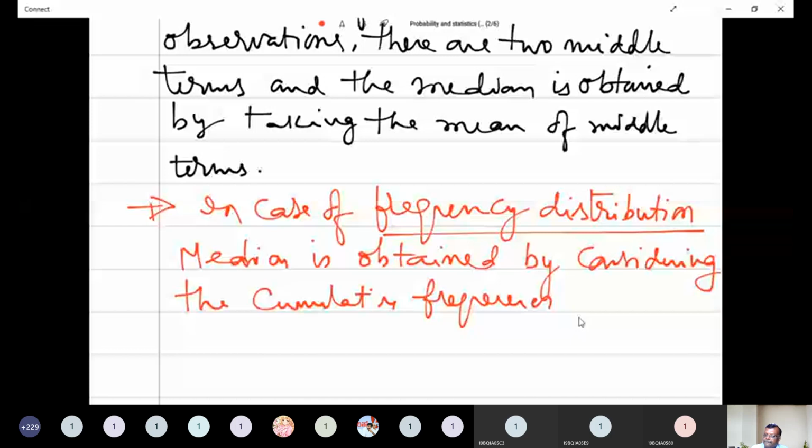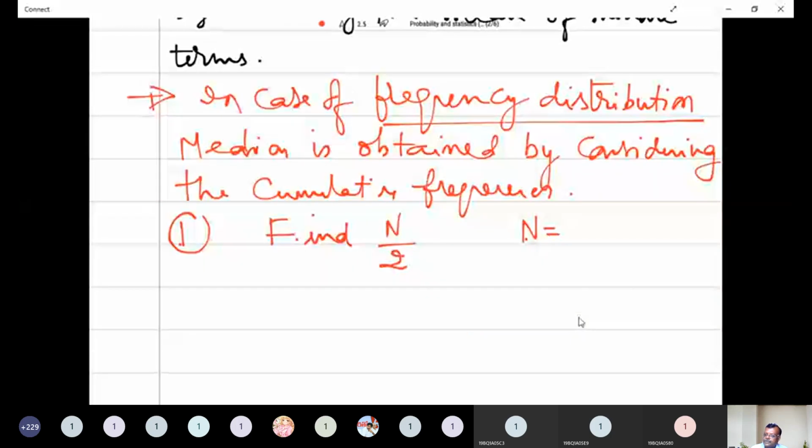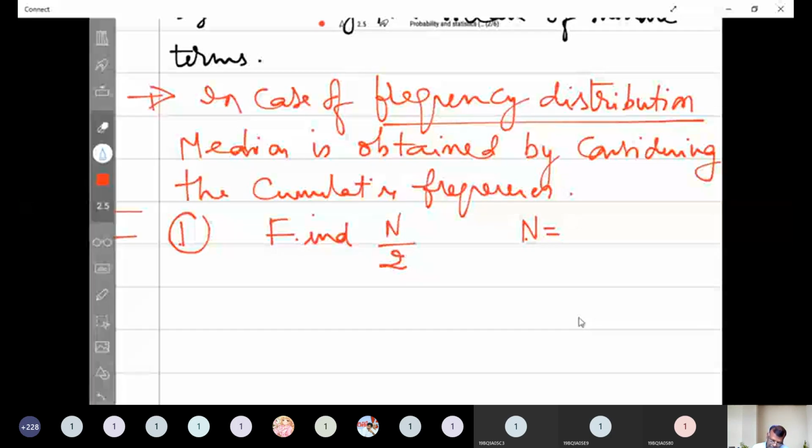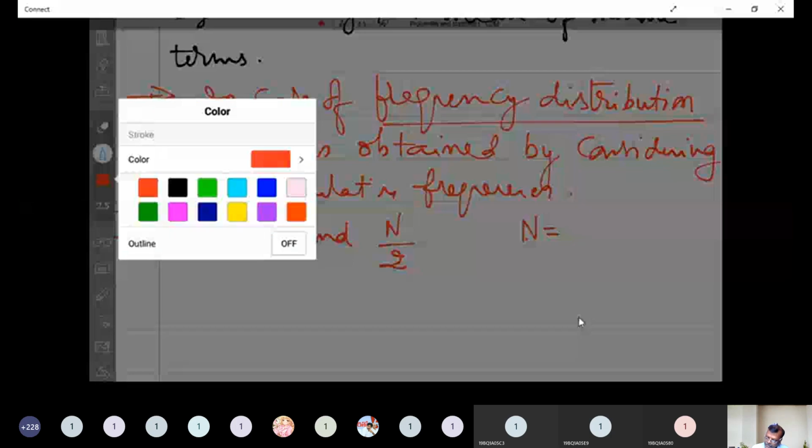Anyone? Please respond. What is n? Sum of frequencies. Sum of the frequencies. Very good. n is equal to the sum of the frequencies.